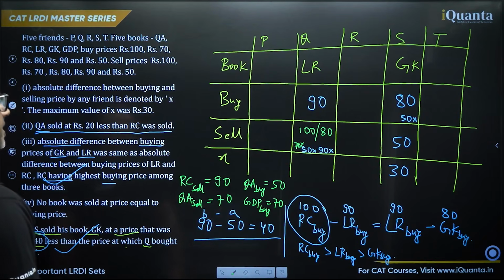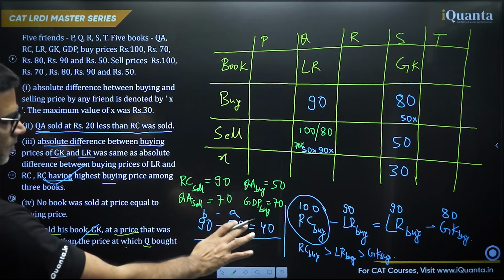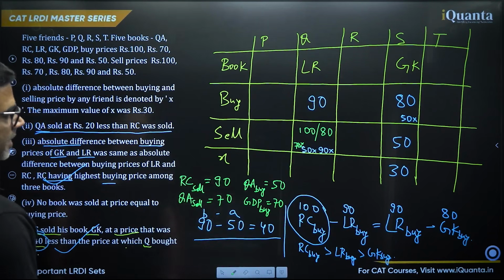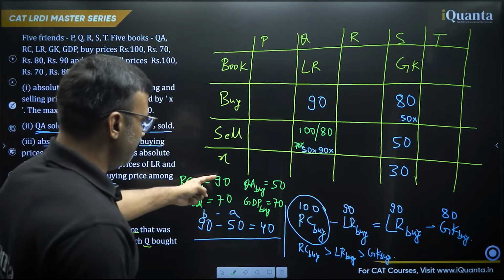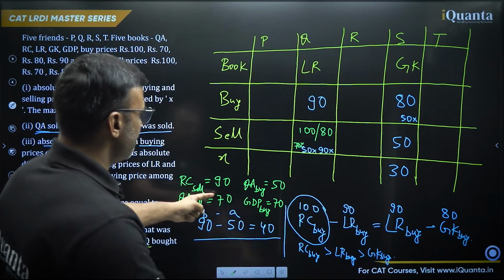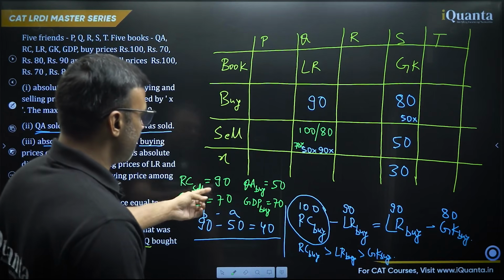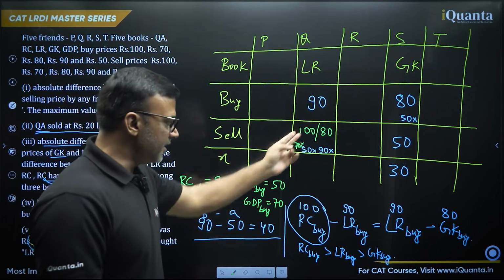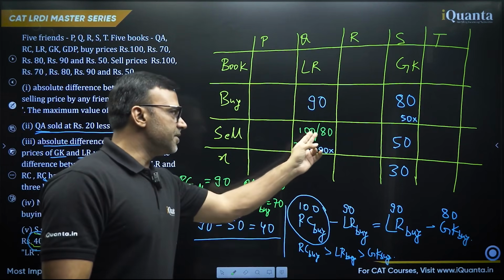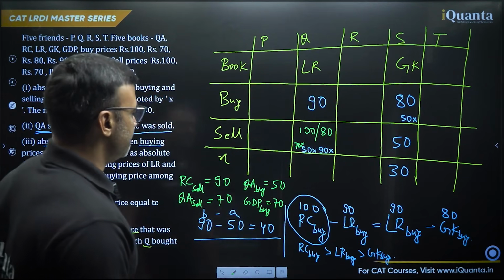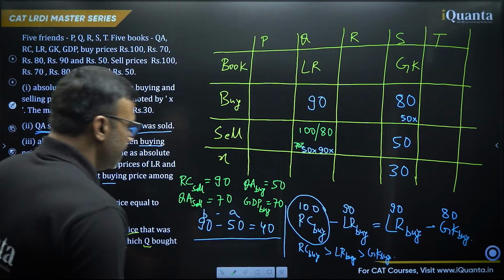Right? Fantastic. So let's go to the questions and check what they're asking. There's nothing more that we can do. Can we do anything about the GDP selling price? Just check that. GDP selling price cannot be 90, cannot be 70, cannot be 50. It will be either 100 or 80. So if this is 100, GDP will be 80. If this is 80, GDP will be 100. So we cannot do anything now.